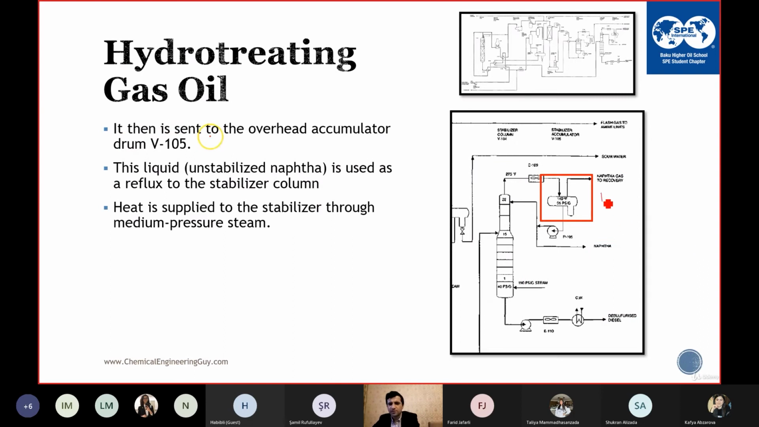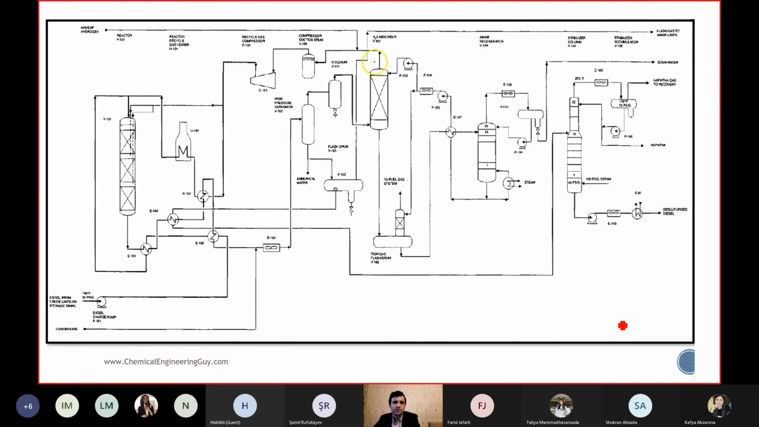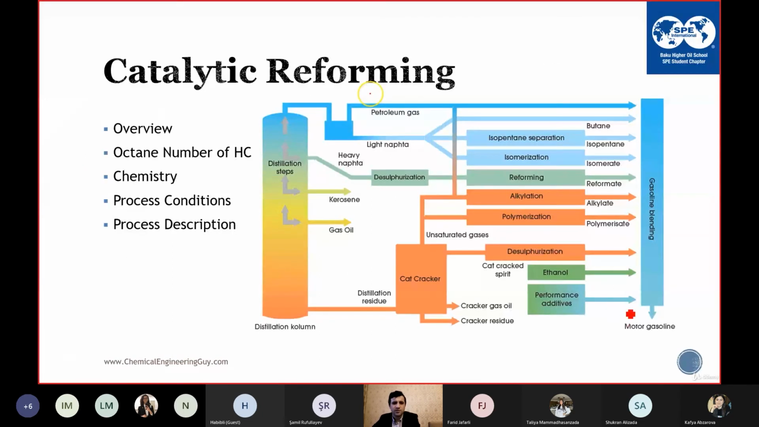So this is the reflux, where some of the naphtha is sent back to the column top as reflux to control the temperature here. And the product is sent to the air cooler and cooling water cooler, and the final product is sent to storage. This is the diesel hydrotreater.